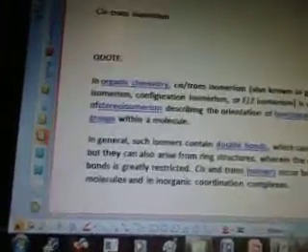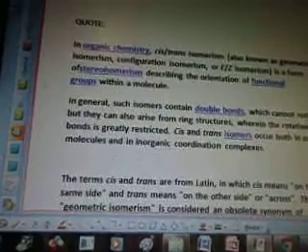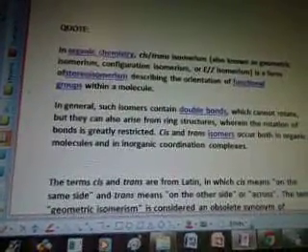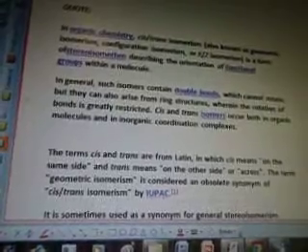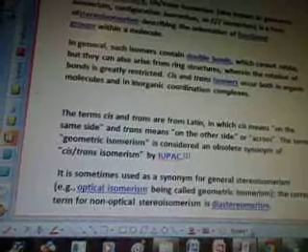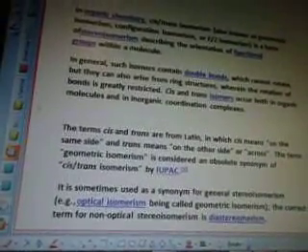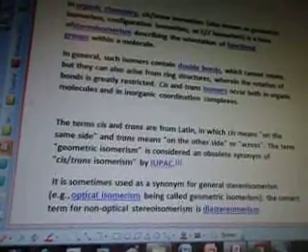Quote from Wiki. In organic chemistry, cis-trans isomerism, also known as geometric isomerism, configuration isomerism, or E-Z isomerism, is a form of stereoisomerism describing the orientation of functional groups within a molecule. Excuse me if I'm saying the words wrong, I apologize. In general, such isomers contain double bonds which cannot rotate, but they can also arise from ring structures when the rotation of the bonds is greatly restricted. That's where we have trouble, trying to get the rotation to keep going, and we have the barriers of molecules and dark matter slowing it down, right?